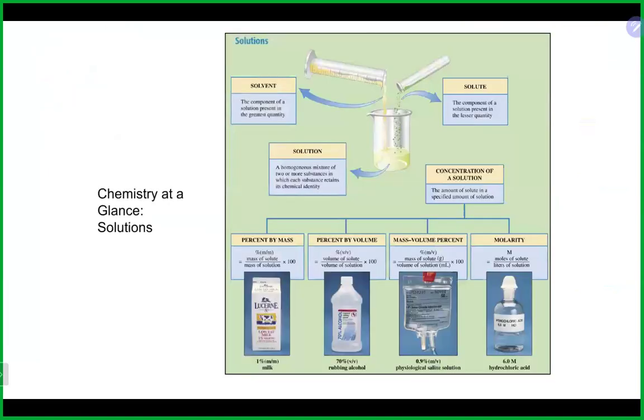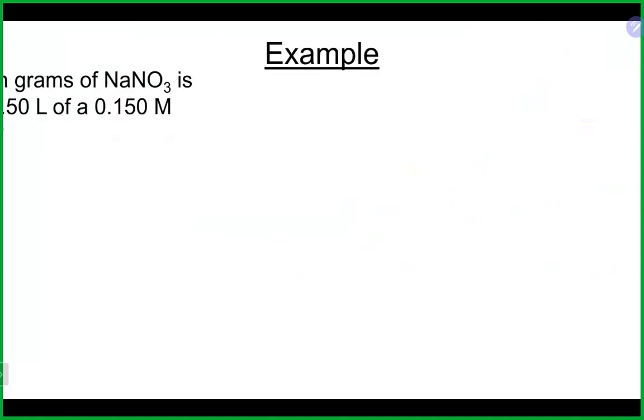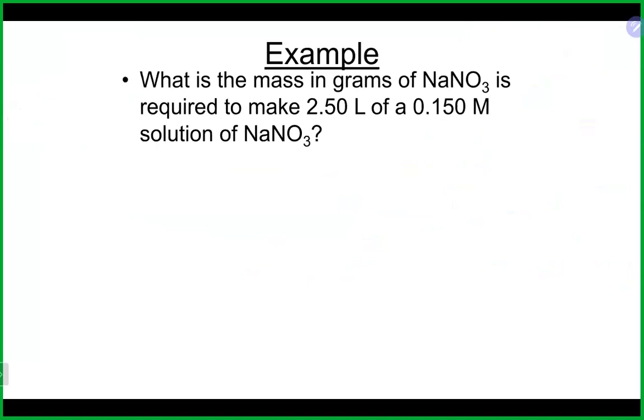All right, so these are just some chemistry units that we've talked about here. Let's take a look at another example. What is the mass of sodium nitrate in grams that's needed to make a 2.5 liter solution that is 0.15 molar sodium nitrate? Again, some numbers here: sodium 22.99, nitrogen 14.01, and oxygen 16.00 from the periodic table.